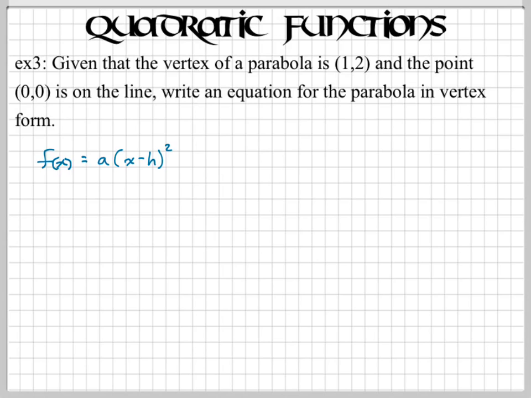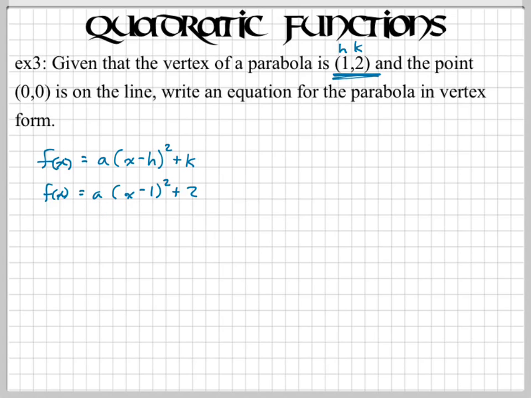When you think about vertex form, there's only 3 numbers that you need in order to complete this. You need an A, an H, and a K. Because they gave us the vertex, we know the H and the K. The X is the H and the Y is the K. So it would be A(x minus 1) squared plus 2. What's the only variable we're missing? A. We need to know what A is.